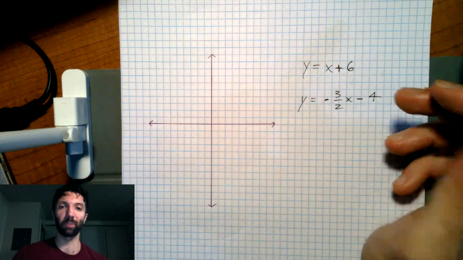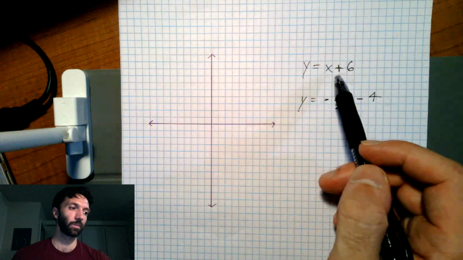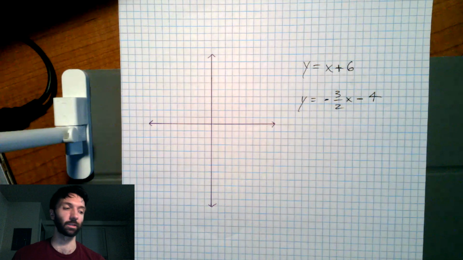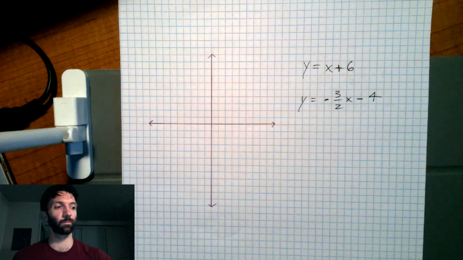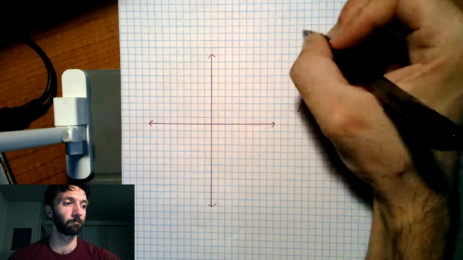And to solve by graphing, we're simply going to graph both of these lines, and we're going to see where they intersect. We're going to see where they cross, if at all. And then that point where they cross will be called the solution of the system. And so these lines are both in slope-intercept form, right?